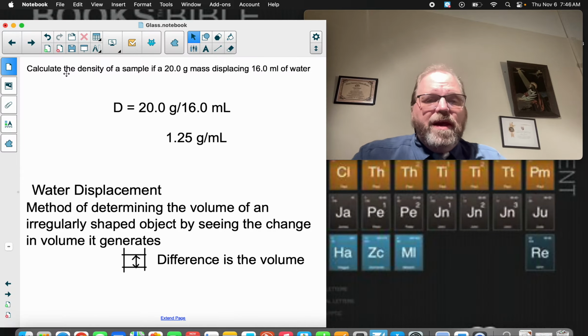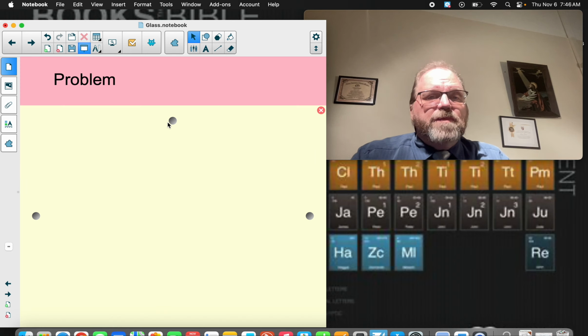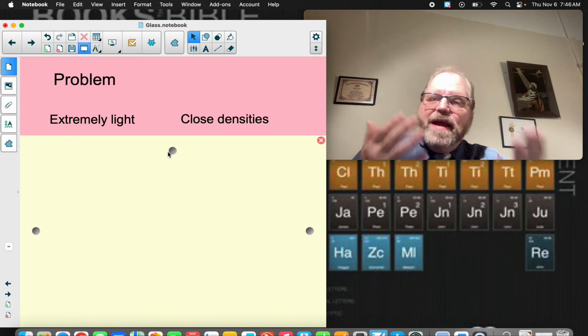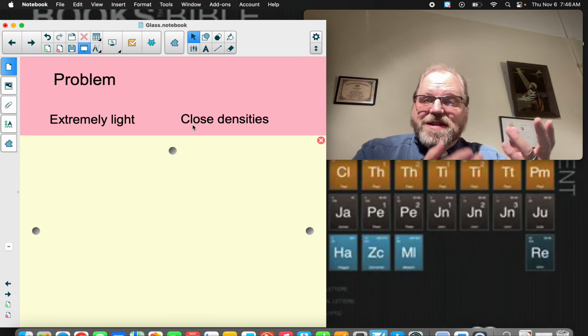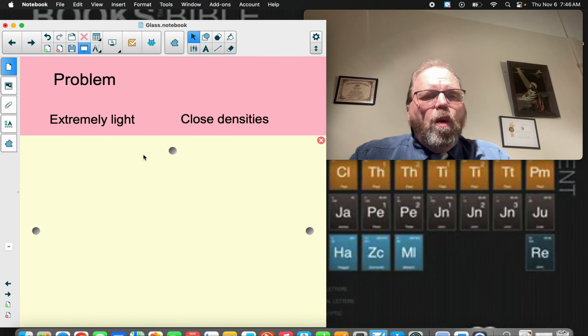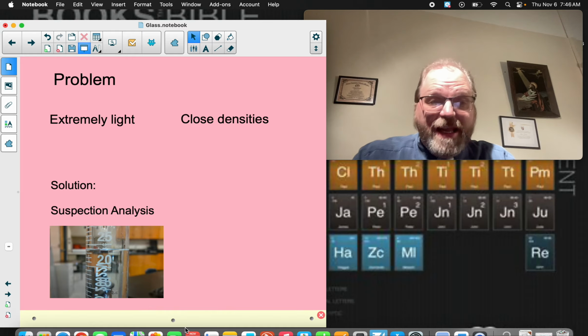Now, there is a problem with doing density for glass. First of all, the fragments are extremely light, and second, the densities are somewhat close. It's so light that some glasses actually float. It has a density less than 1. So what do we do? The solution is something called suspension analysis.